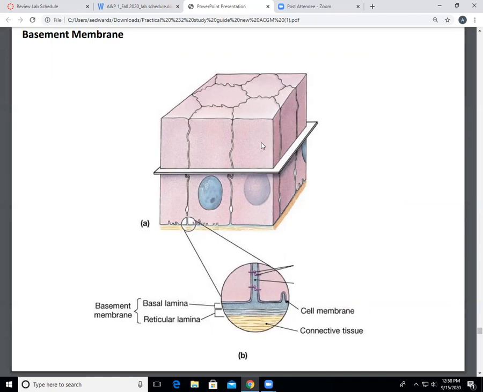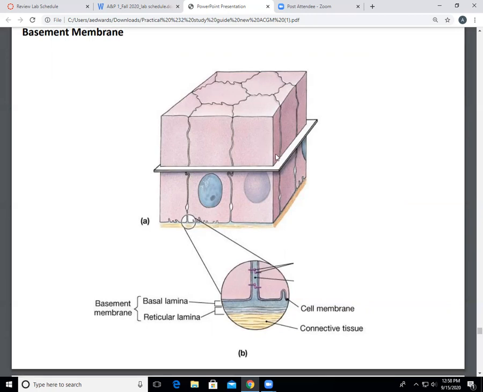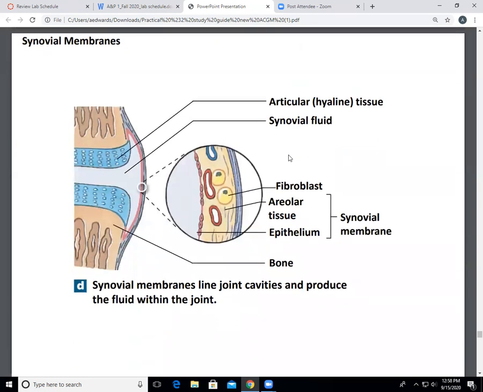Again, that basal lamina is more superficial, it connects to the cells. Reticular lamina connects the basal lamina to the connective tissue underneath. All right, another view here of synovial membranes. Again, you can see the synovial fluid that's being produced. Remember, it's lining the joint cavities. So that's the synovial membrane.